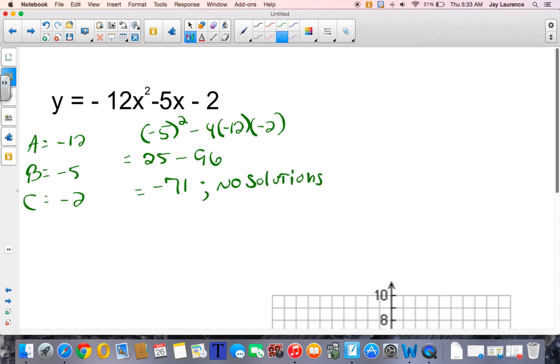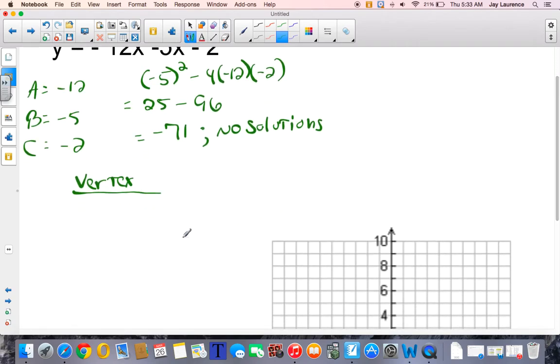So I won't waste my time looking for the quadratic or using the quadratic formula. I'm going to go right to the vertex. Quadratic formula will not work because you cannot take the square root of a negative without going into the imaginary number system. So x is going to equal 5 over negative 24. So that's the x-coordinate of my vertex.